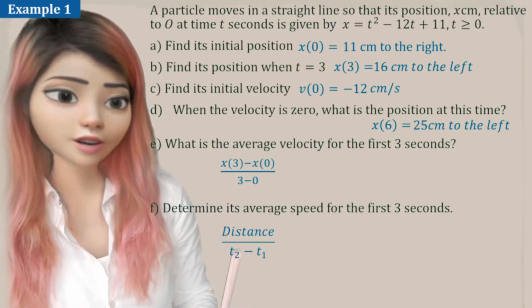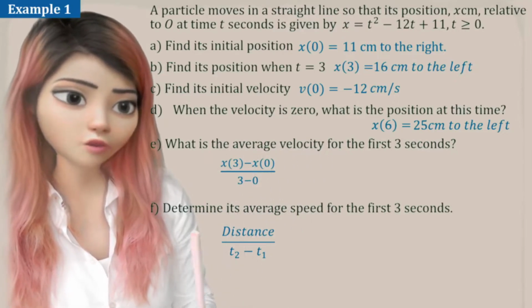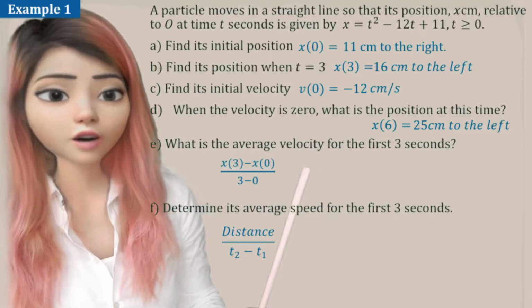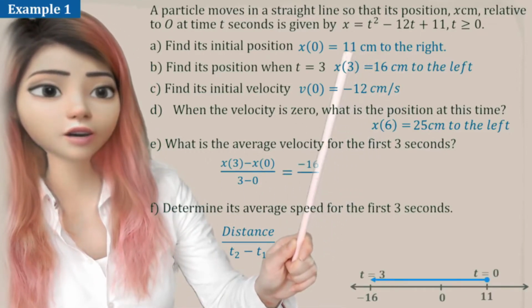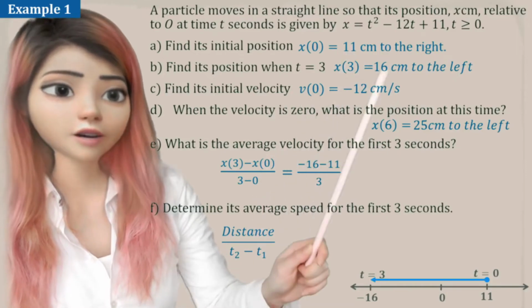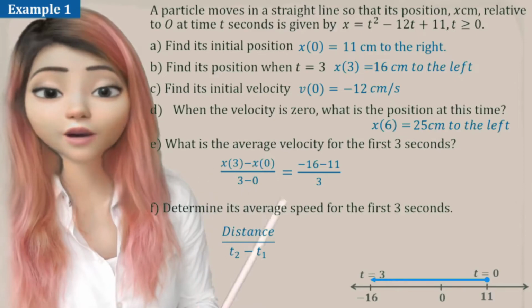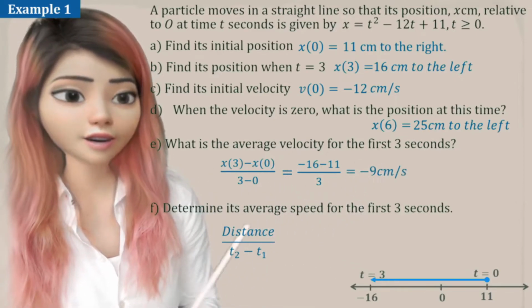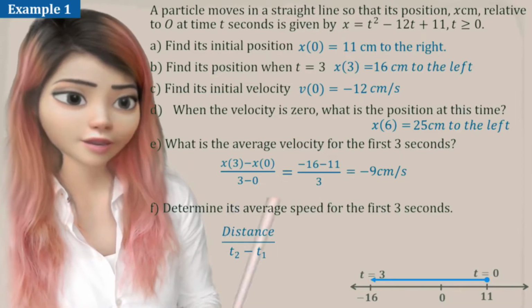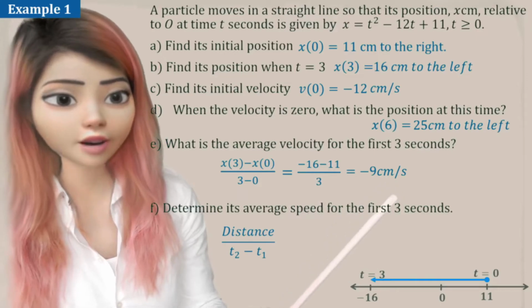These questions are here so that you can make sure that when you read the words, you use the right formula. So let's do average velocity. x3 is over there, 16, x0 is at 11. Sorry, minus 16 because it's 16 to the left. Be very careful with that. We almost made a mistake. So the average velocity is minus 9 centimeters per second. Minus 16 minus 11 is minus 27, divided by 3 is minus 9.